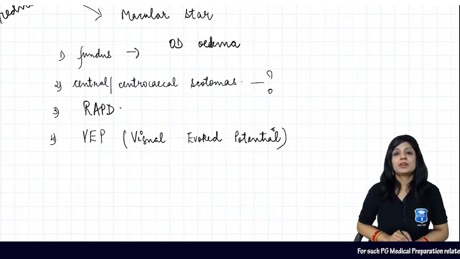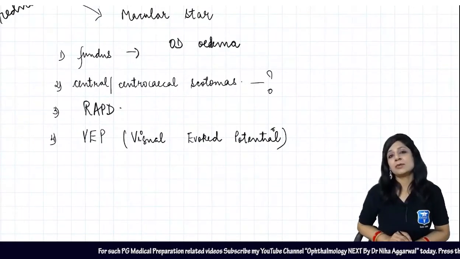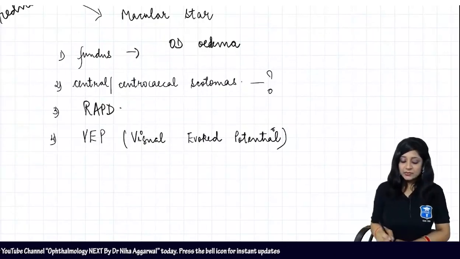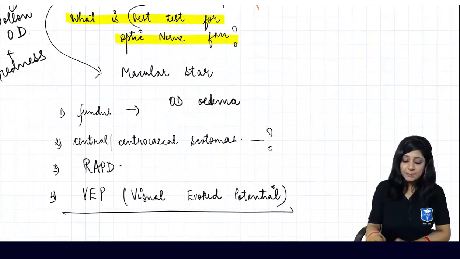We are talking about the optic nerve, so how are you telling about angiography? We are not going to do angiography here. Yes, we can do the visual evoked potential, but I am asking you the best.